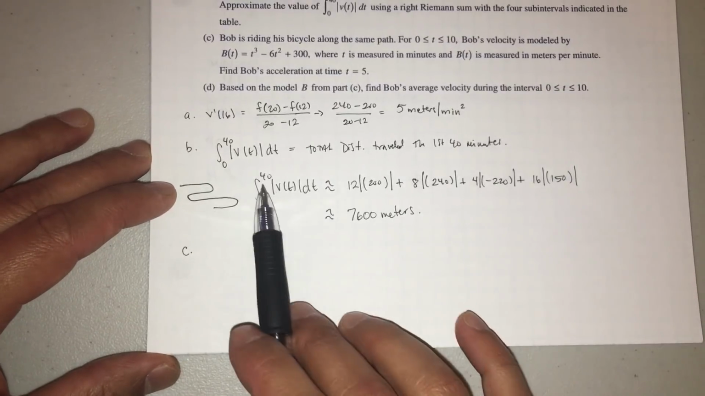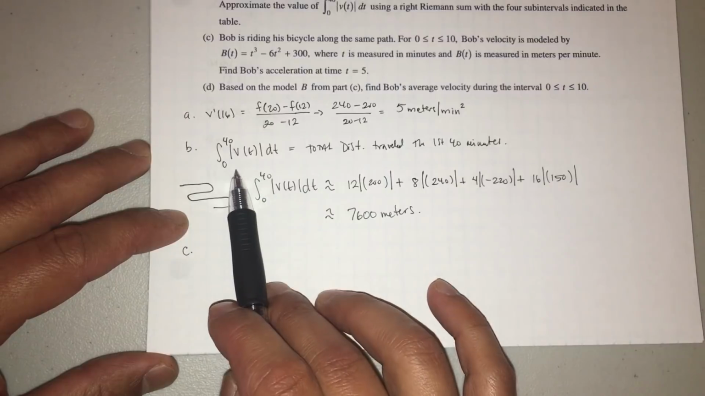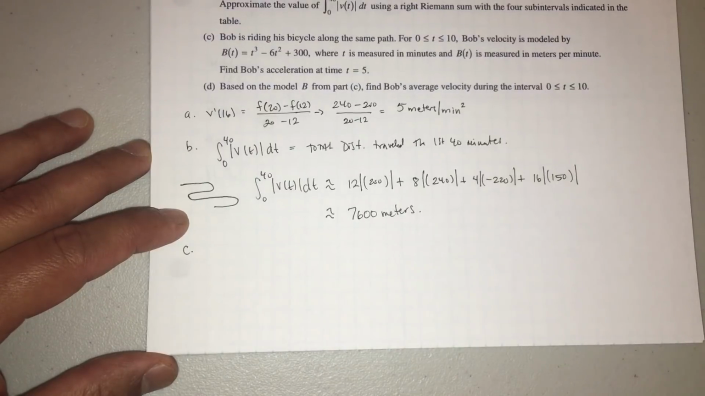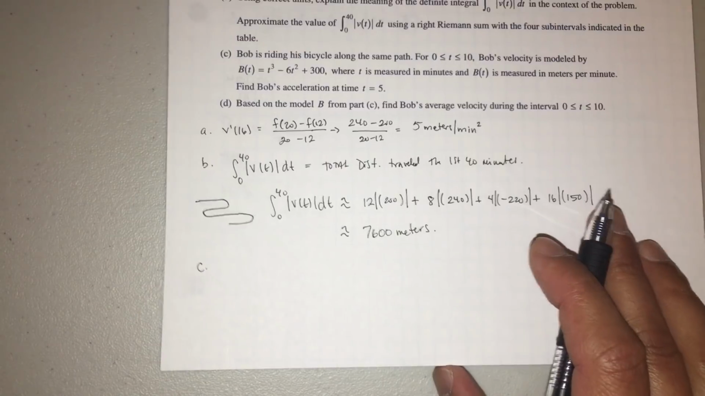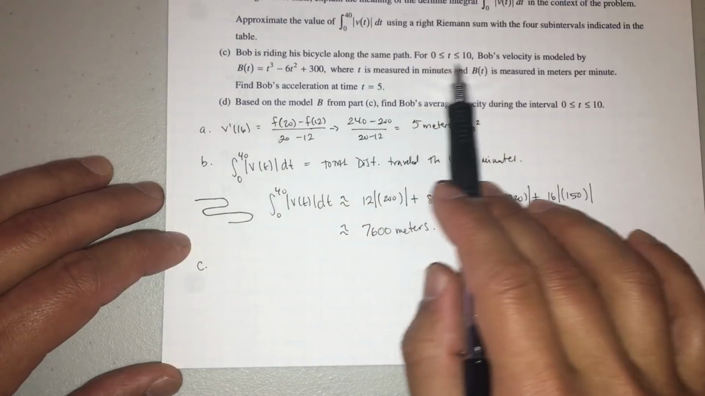Okay. So in the first 40 what are we talking about? Minutes. In the first 40 minutes, she has traveled 7,600 meters. Okay. All right, approximately. In part C, Bob is riding his bicycle along the path.